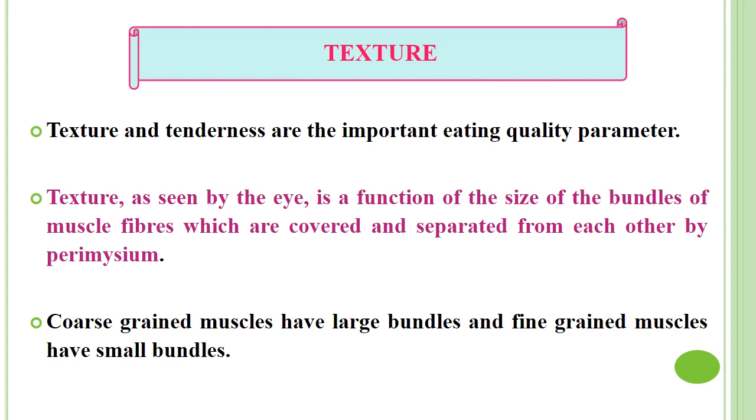If it is called coarse grained muscle, it means that it has large bundles, the diameter of the bundles is more. And when we say it is a fine grained muscle, that means it has small bundles. So that gives the coarseness or fineness of the muscle texture.